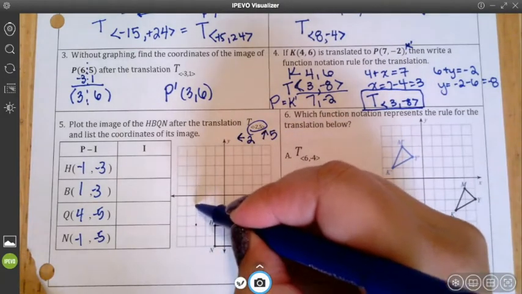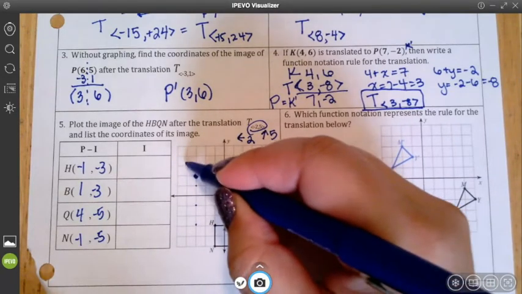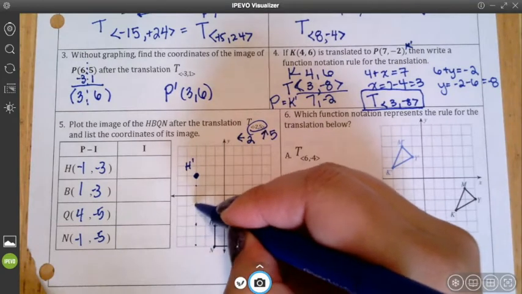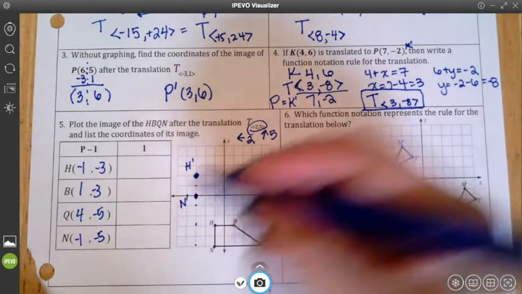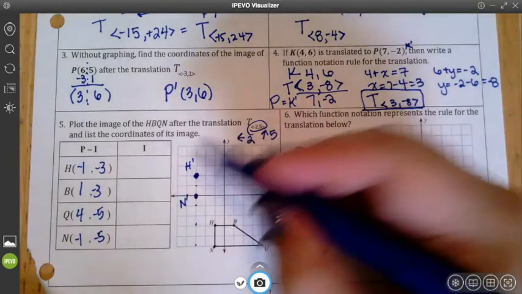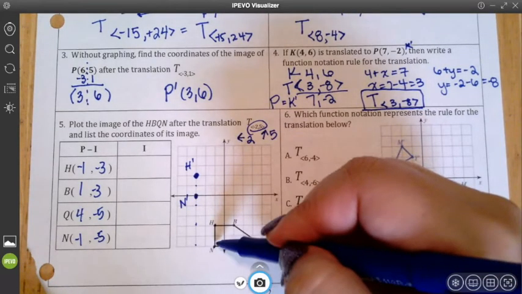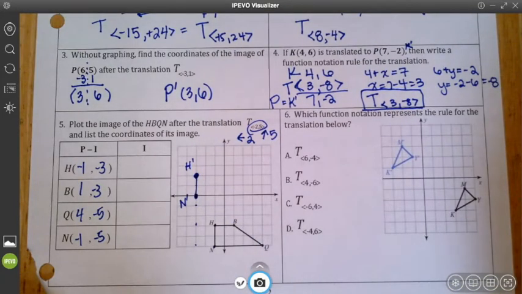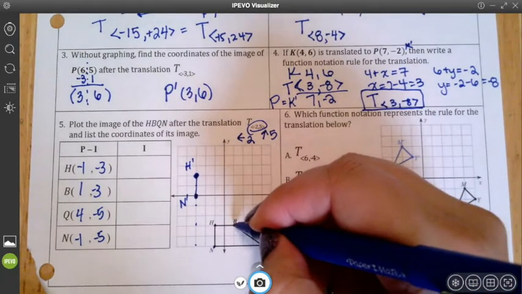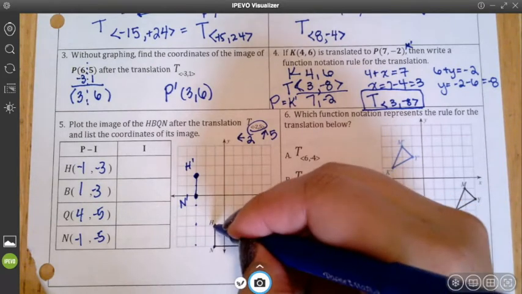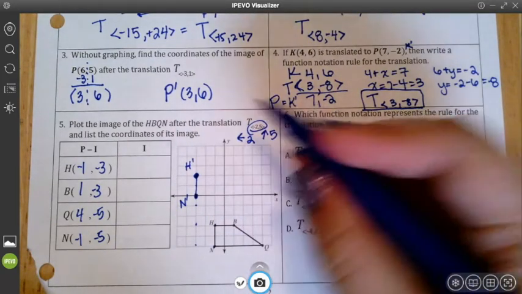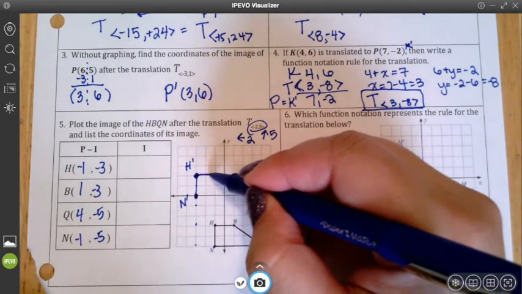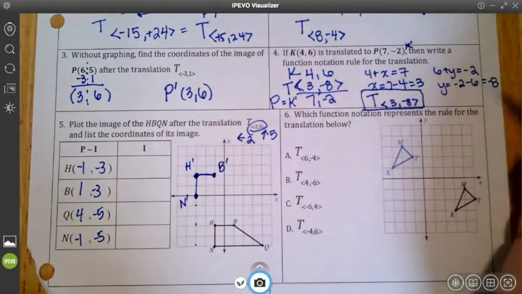Left 2, up 5. There is H prime. Left 2, up 5, N prime. Notice H to N was 2 units vertical. H prime to N prime is still 2 units vertical, which means in order to find B prime, I can also do 2 units left and 5 units up, or I can say from H to B is 2 units to the right, so H prime to B prime is also 2 units to the right.